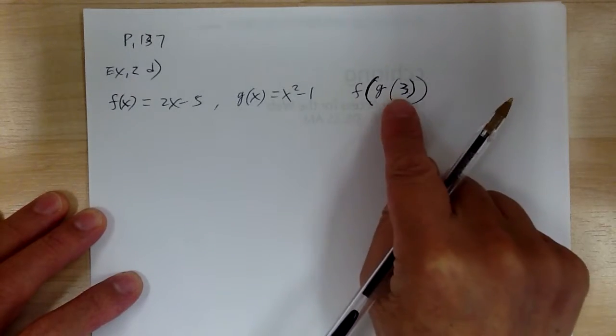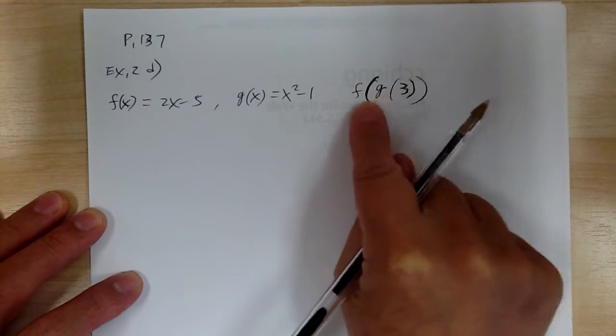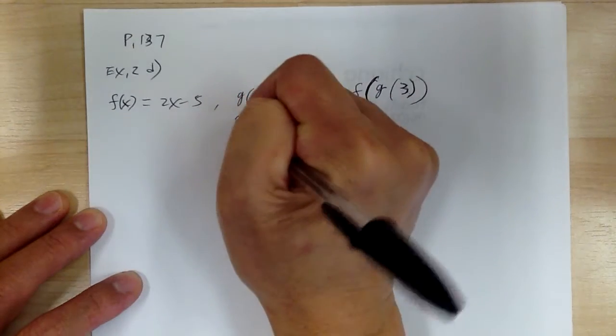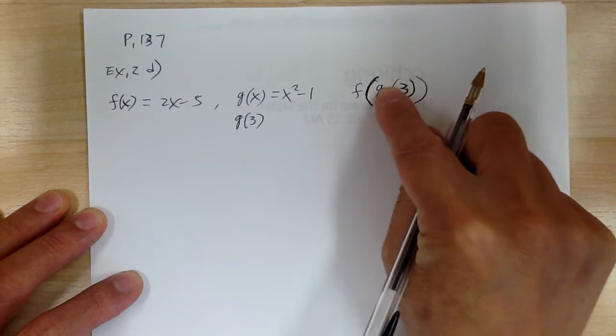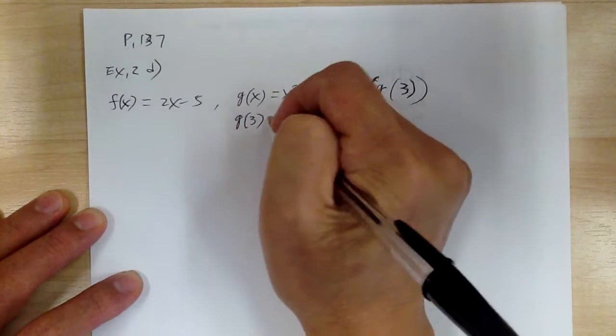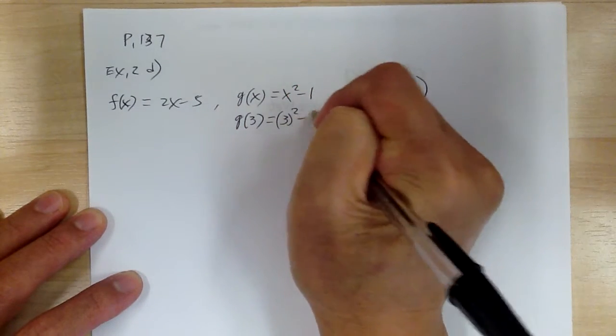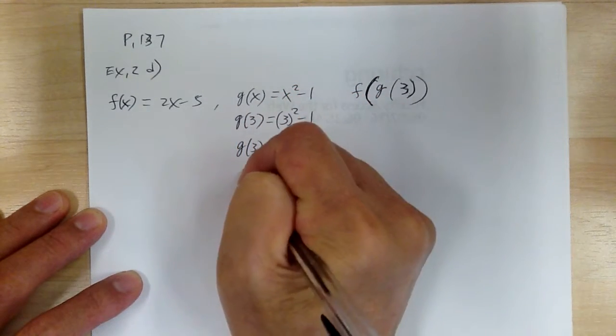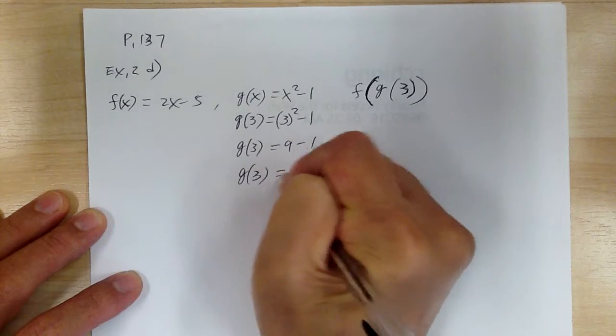First you have to figure out what f of g of 3 is. So you're looking for g of 3. You come over here and use the g function. So this would be 3 squared minus 1. So you got g of 3 equal to 9 minus 1. So g of 3 is equal to 8.